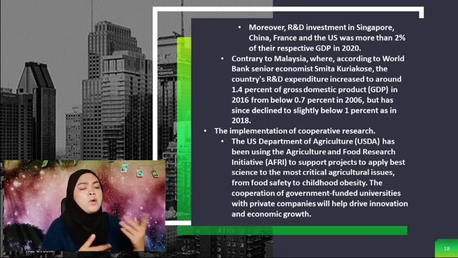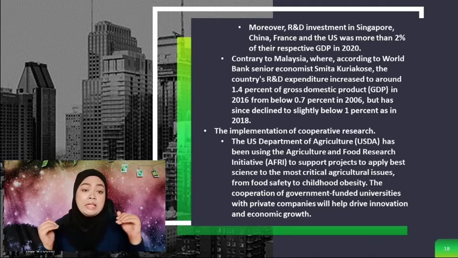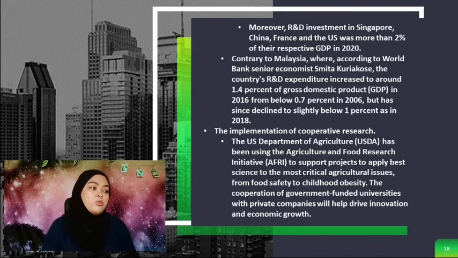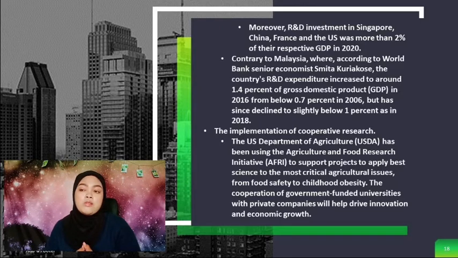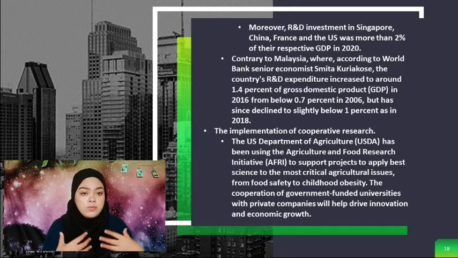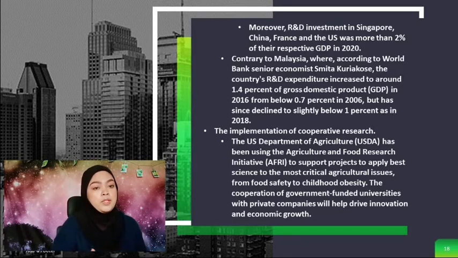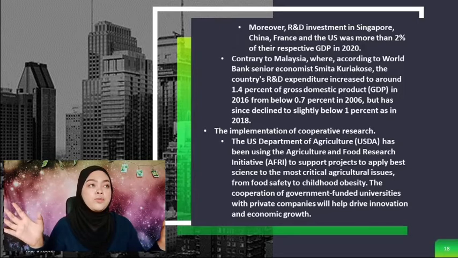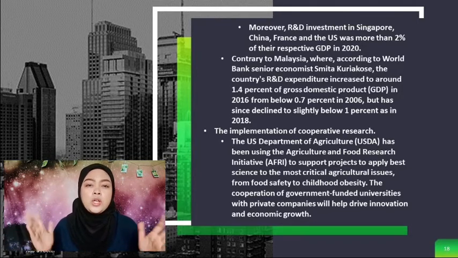This means that in our country funding for R&D activities is declining, which is not good. So the government must play an important role in funding R&D activity in our country. But aside from that, there is cooperative research. Cooperative research means that we are not focusing on one organization only.